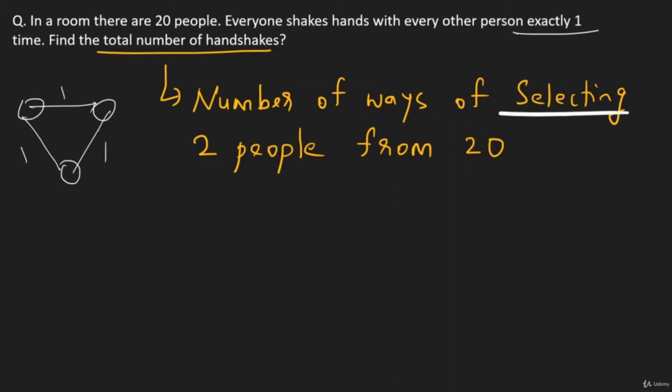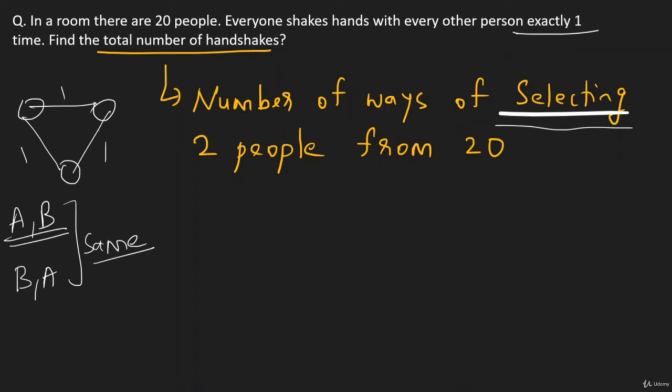We don't need to arrange the two people. If I am selecting person A and person B, it's the same as selecting person B and A. This is the same, right? Order is not important, or this is a question where only selection is involved.